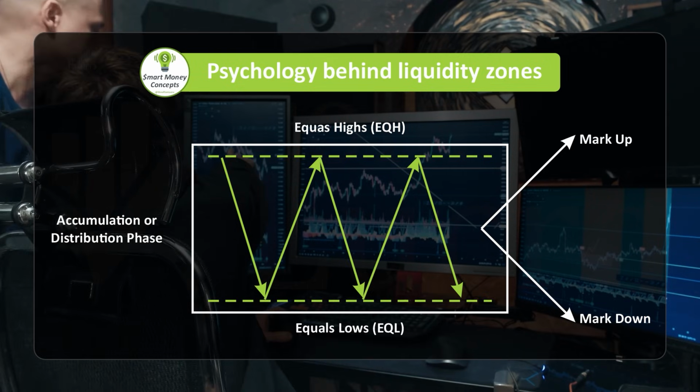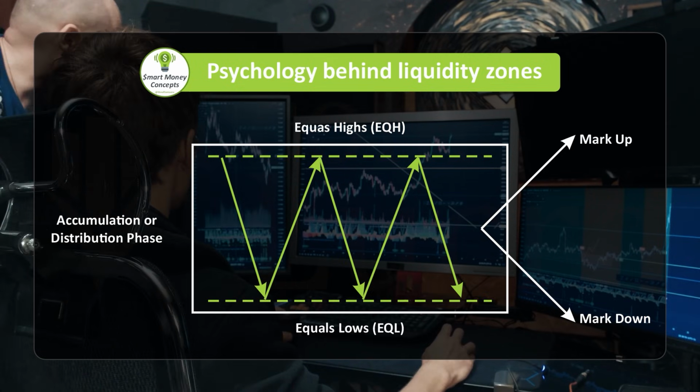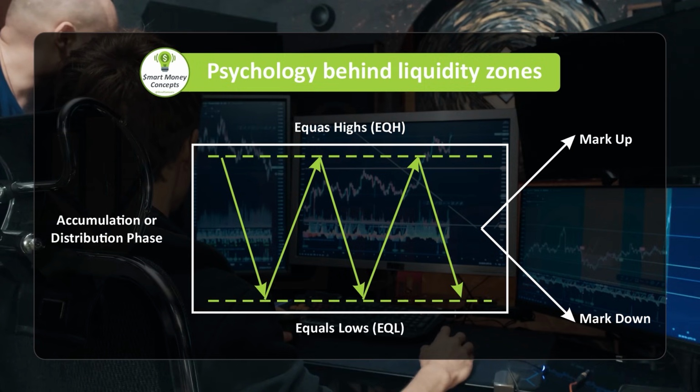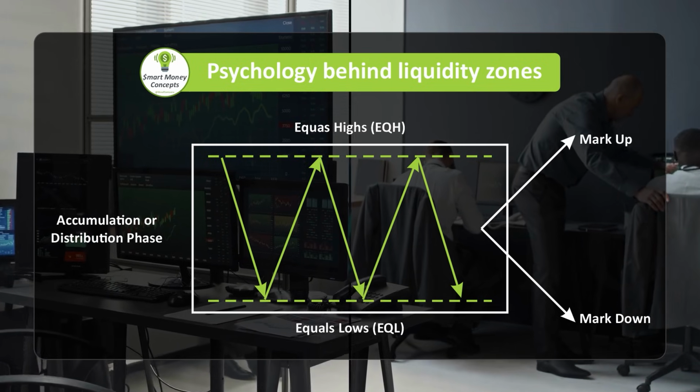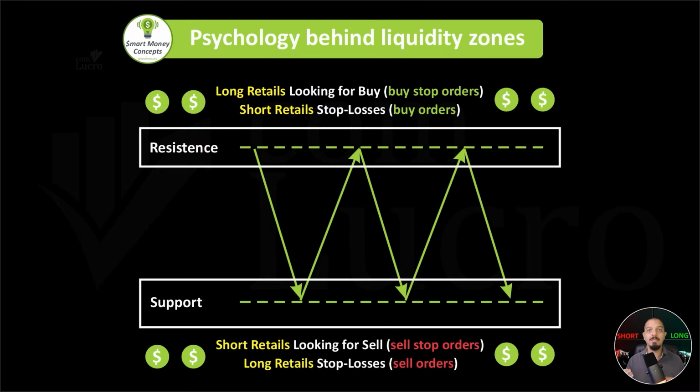When price enters an accumulation or distribution phase, it often forms equal highs and equal lows before beginning the next major move, the markup or markdown phase. In these phases, we see a support level at the bottom and a resistance level at the top. Retail traders typically look to buy when the price reaches the support level, placing their stop losses just below it. This creates a substantial liquidity pool beneath the support level, consisting of the stop losses of these buyers ready to be triggered by the market.